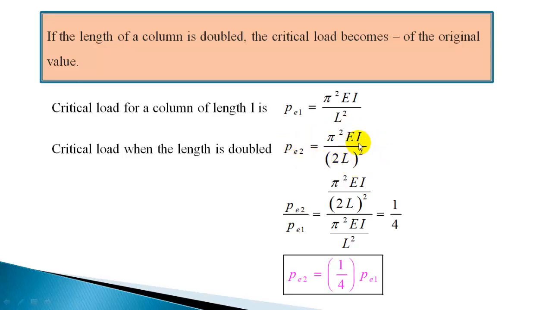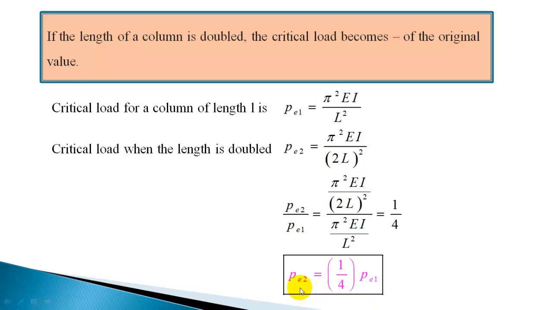Now after doubling the length, the critical load is PE2, represented by subscript 2, and before this the critical load is PE1. Now PE2 by PE1 will be pi square EI by 2L square divided by pi square EI by L square. So that will give 1 by 4. Pi square EI cancels, L square also cancels, so you get 1 by 4. So that is the value of PE2 by PE1, so PE2 is equal to 1 by 4 of PE1.